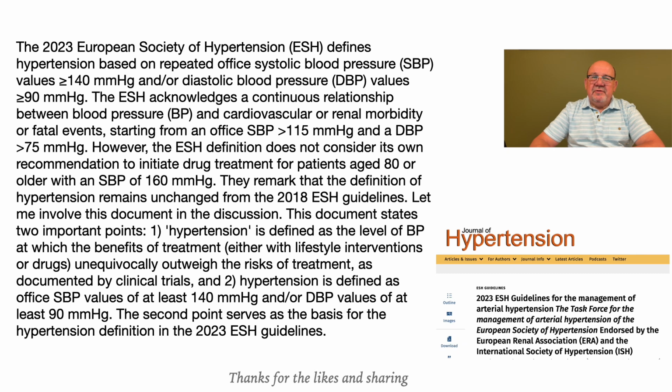The 2023 European Society of Hypertension, ESH, defines hypertension based on repeated office systolic blood pressure values more than 140 and/or diastolic blood pressure values more than 90. The ESH acknowledges a continuous relationship between blood pressure and cardiovascular or renal morbidity or fatal events, starting from an office systolic blood pressure more than 115 and diastolic blood pressure more than 75.